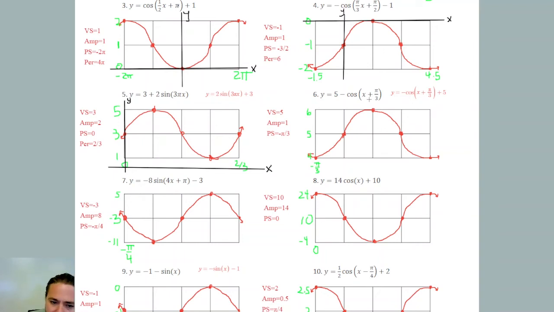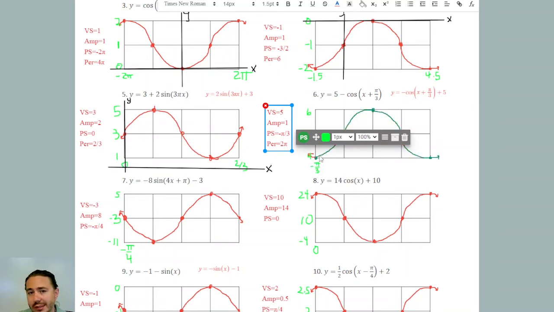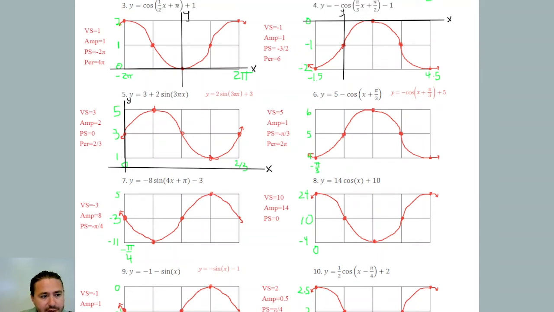For number 6, let's calculate that period. So we've got 2 pi divided by b, and we just have a b of 1 here. So it's just going to be 2 pi. So what we have to do, though, is add 2 pi to negative pi over 3. So let's see how that's going to work. I'm going to type it out here. So we've got negative pi over 3 plus 2 pi. And whatever this ends up equaling, that is going to be the endpoint here.